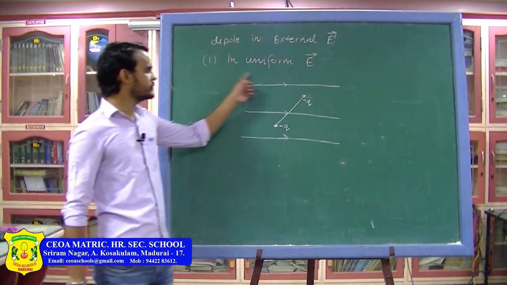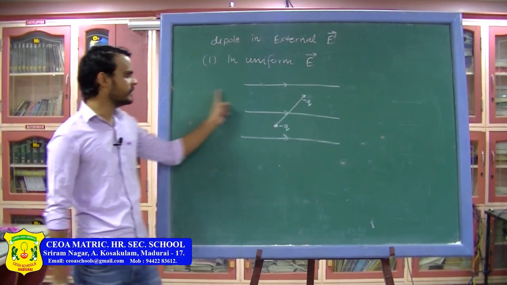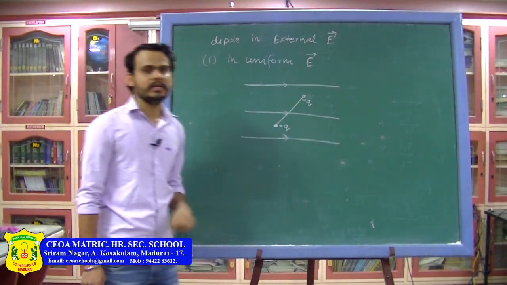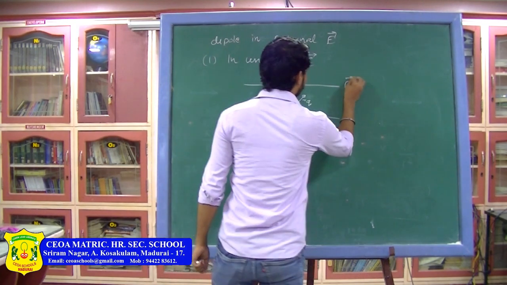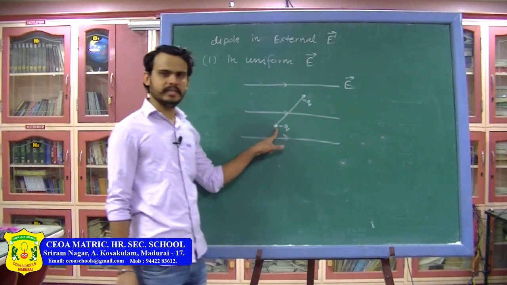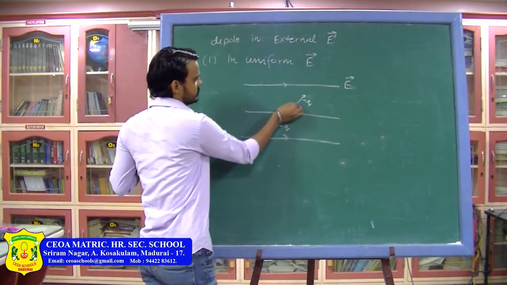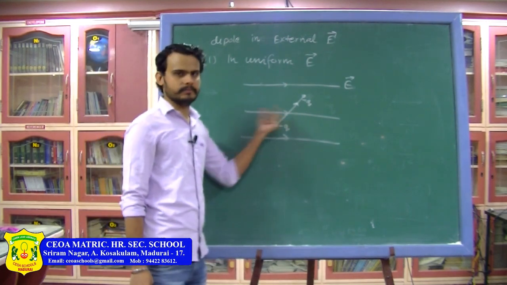So we are going to study an electric dipole in a uniform external electric field. The external electric field is uniform, which means the magnitude and direction of the electric field are constant, and in that field we have kept a dipole. This charge is positive, this charge is negative. The direction of the dipole is this. Now we are going to talk about the force on this dipole.